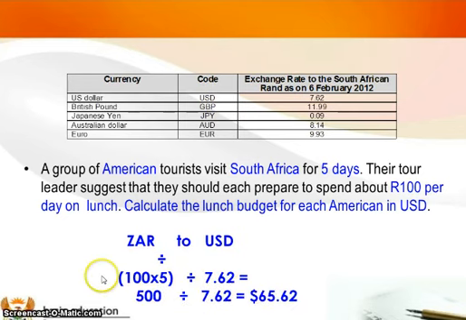And all you have to do is to punch into your calculator 500 divide by 7.62, and your answer is going to be $65.62.